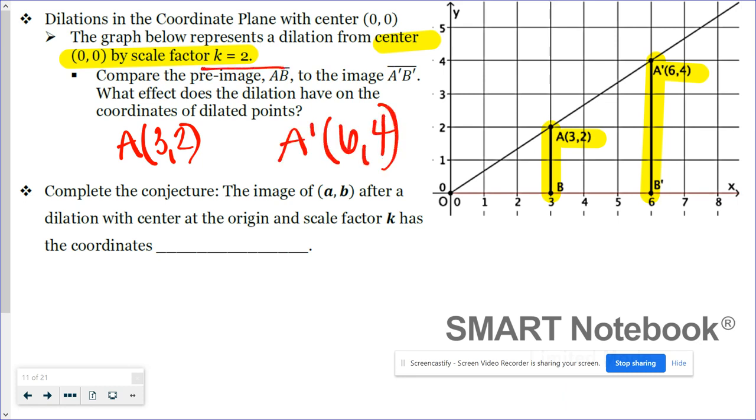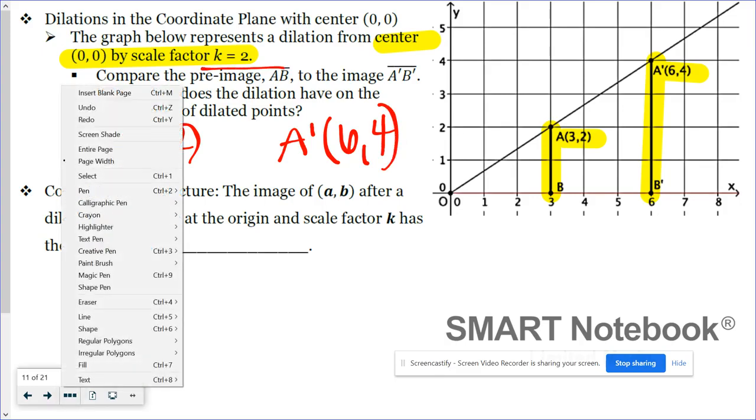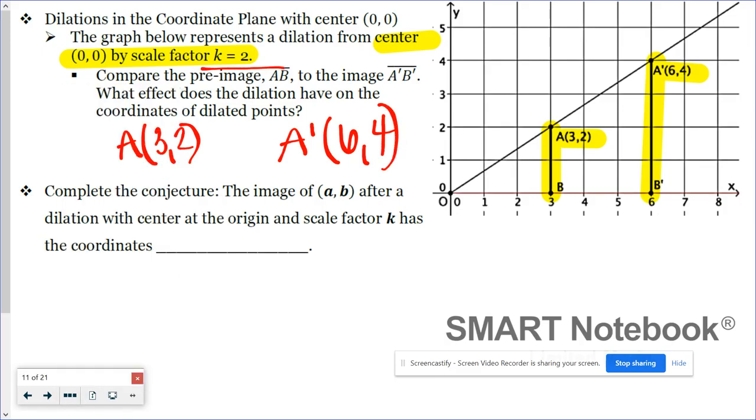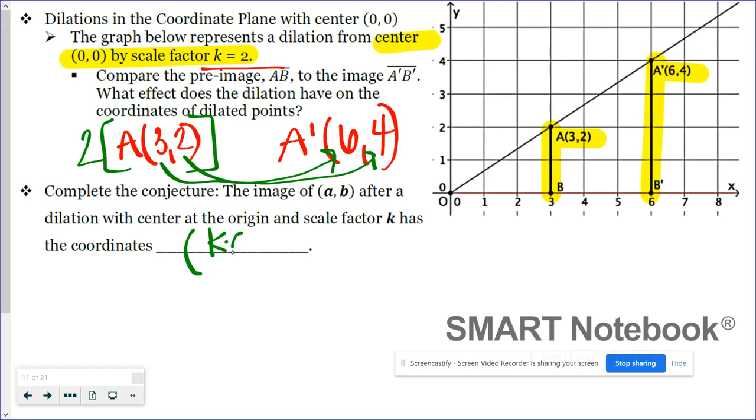Now we know the scale factor is 2. So what role did that 2 play? That's right. They took the coordinates of A, multiplied each one by 2 to get the coordinates of A prime. So 2 times 3 is 6. 2 times 2 is 4. So the image of a point (a, b) after a dilation with center at the origin and scale factor k has the coordinates of k times a, which is the x coordinate, and k times b, the y coordinate.